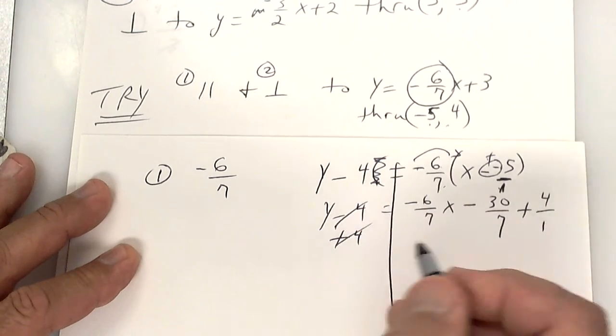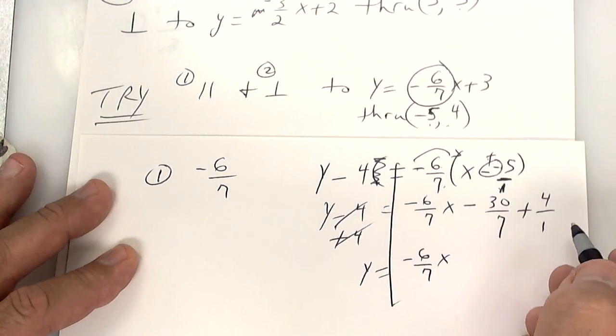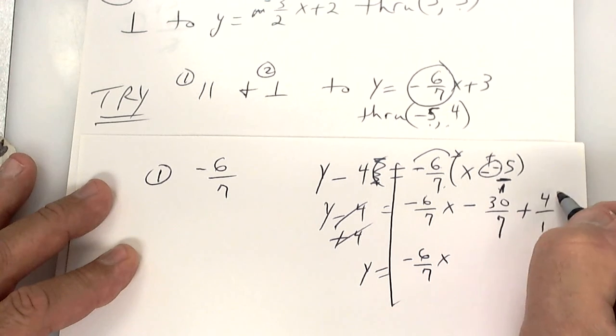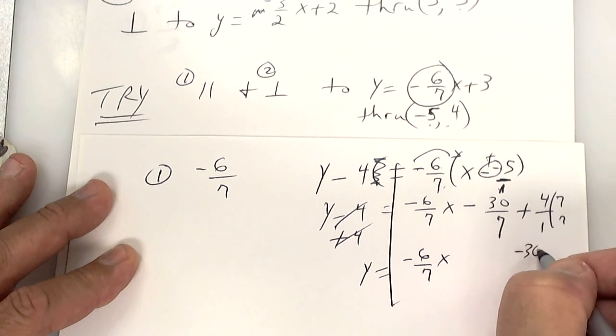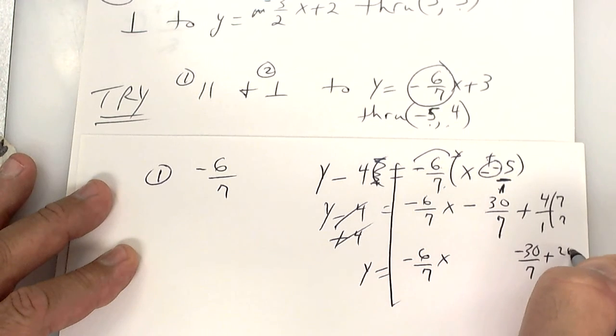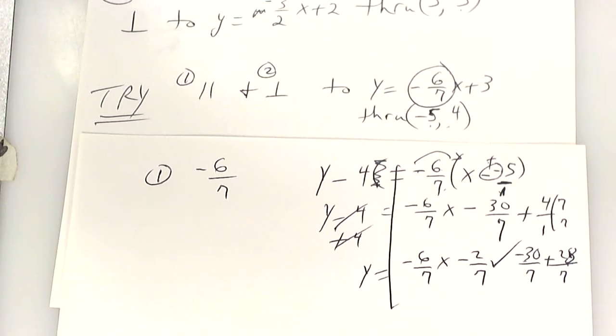A lot of kids are going to have trouble with the fractions, but we're going to have to learn them, okay? It's just the least common denominator. Take the 7 and just put the 7 over here. It'll work. So that's going to be a negative 30 over 7 plus 28 over 7, and that gives me a negative 2 over 7. And you're done, and that's parallel. And you need to know that for your test and the EOC.